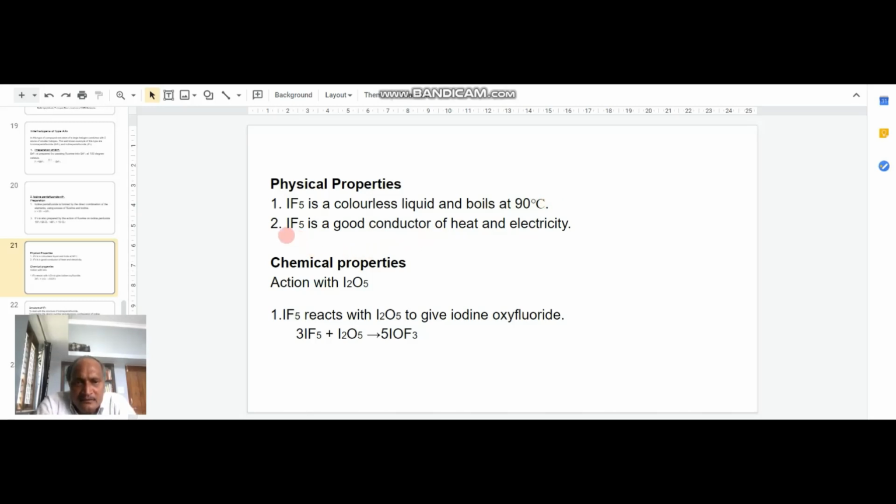Coming to the next physical property, iodine pentafluoride is a good conductor of heat and electricity. After the physical properties of iodine pentafluoride, let us see some of the chemical properties of iodine pentafluoride.